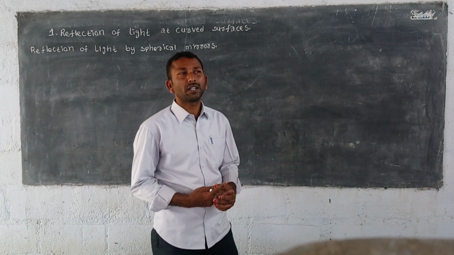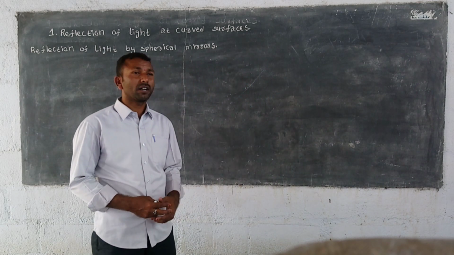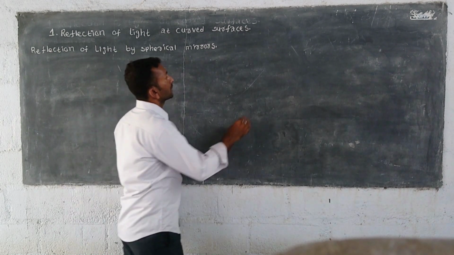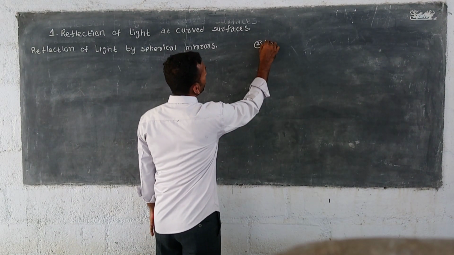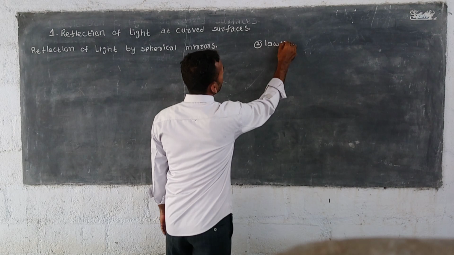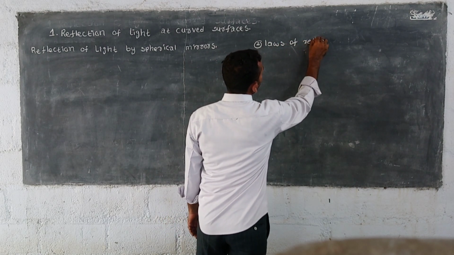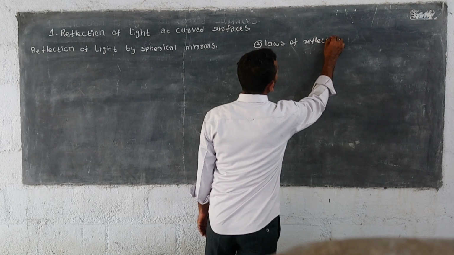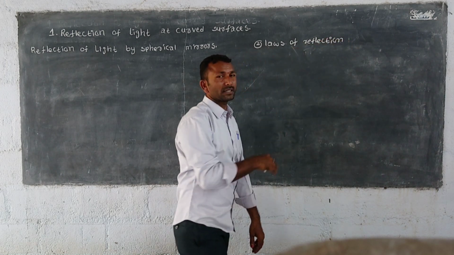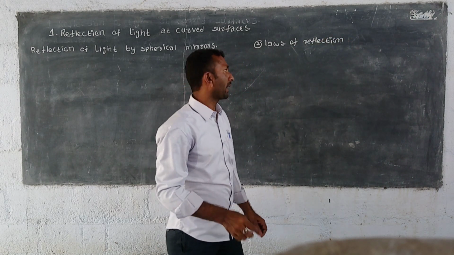Okay, so laws of reflection. How many laws of reflection do we have? We have 2 laws of reflection. What is the first one? The first one is angle of incidence equals angle of reflection. What is the first law of reflection? Angle of incidence equals angle of reflection.